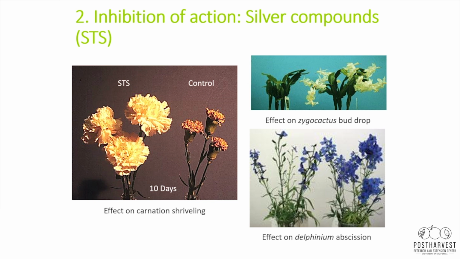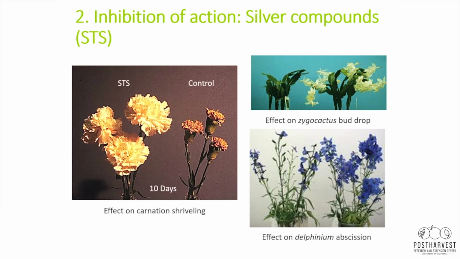Let's move to inhibition of action of ethylene. Silver compounds like silver thiosulfate is a way to inhibit the ethylene action. Mainly, it's only used actually for ornamentals. Humans should not consume silver, it's not good for you.